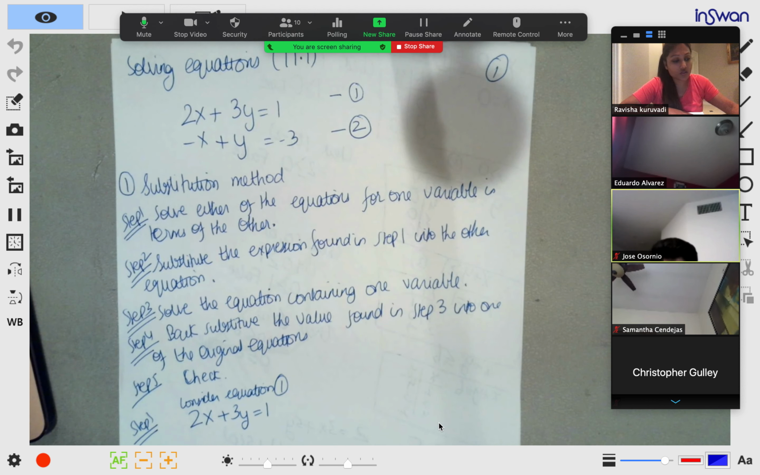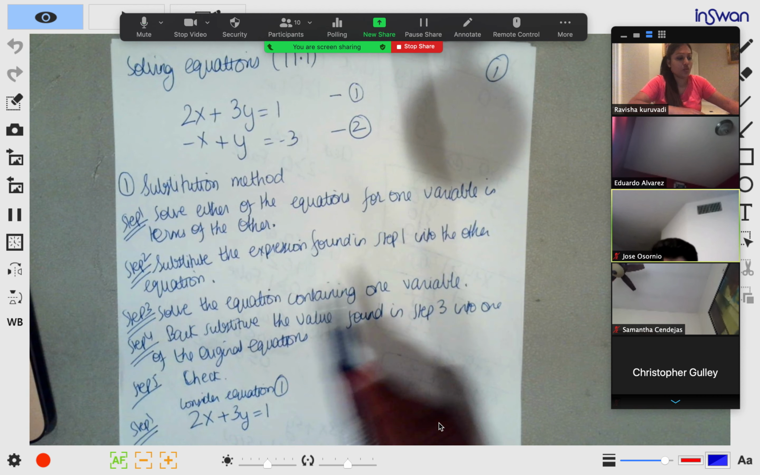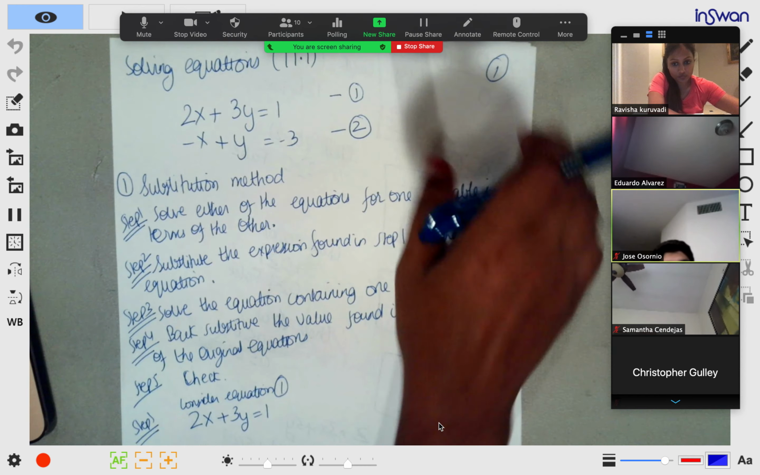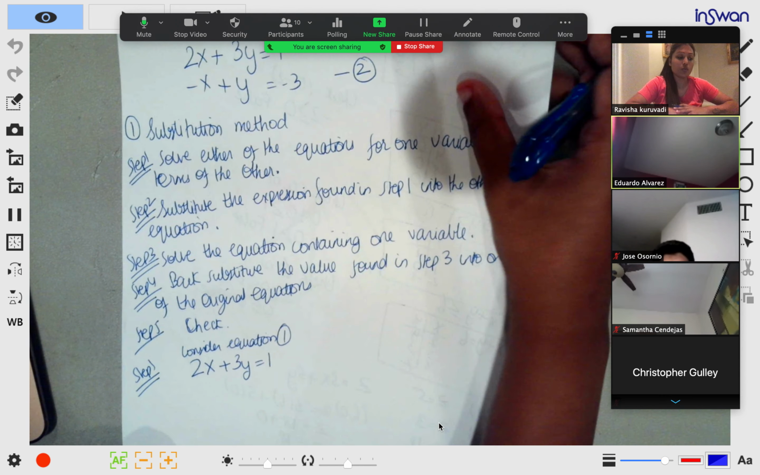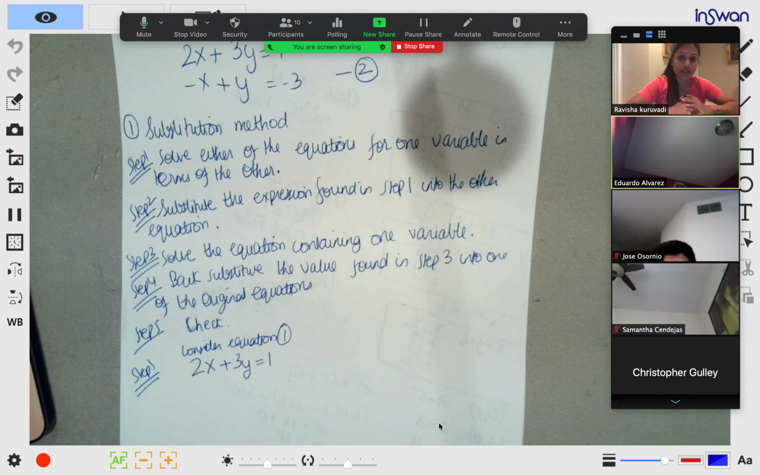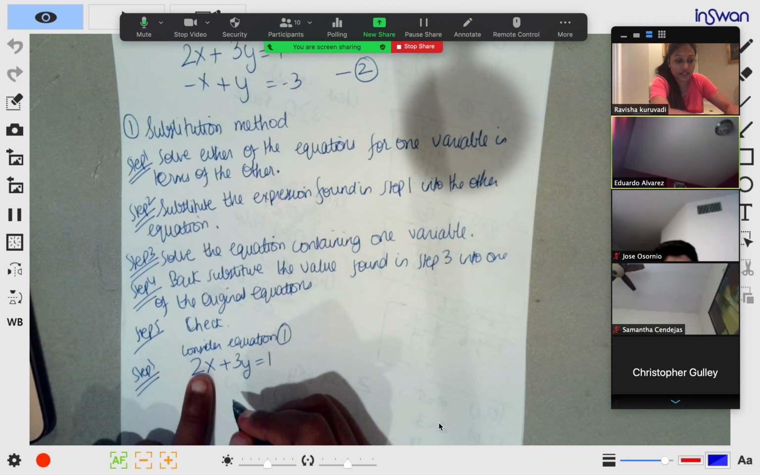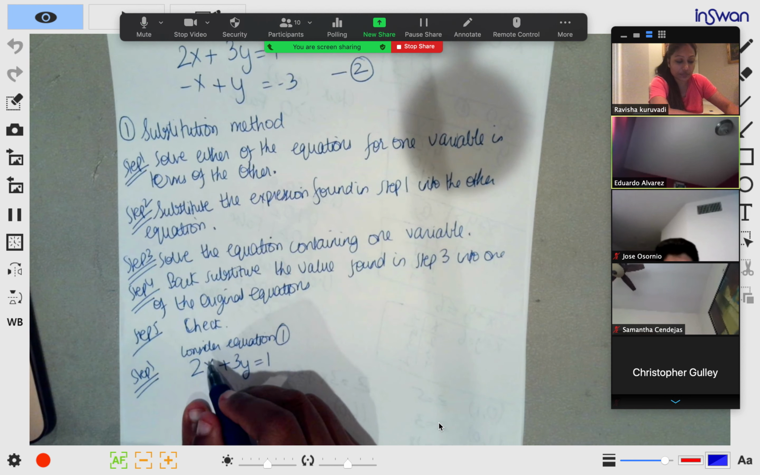And it says solve either of the equations for one variable. What are the variables in this equation, Eduardo? X and y. What do you want to solve for, x or y? We'll solve for x. You want to solve for x. And how do you solve for x? So in order to find x, how do I isolate x? How do I do it?